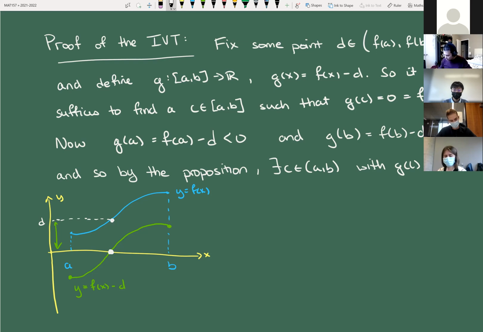So C is this point. C is the point in the domain, and then D is the value in the codomain, right? Like we want f of C to be equal to D. So they're playing different roles, right? D is the output, and C is the input. So we're saying for every output D, I can find an input C such that f of C is equal to D. Does that make sense? Cool.